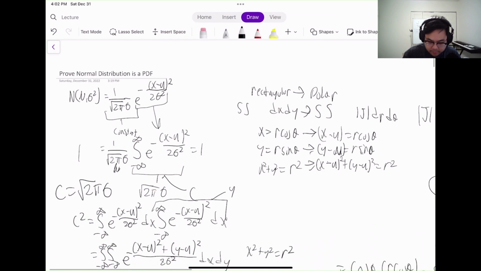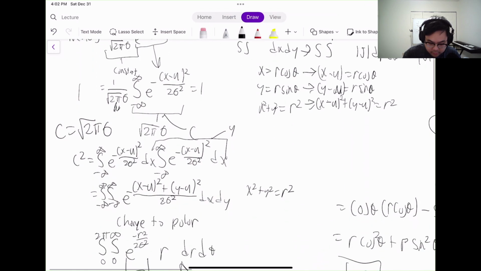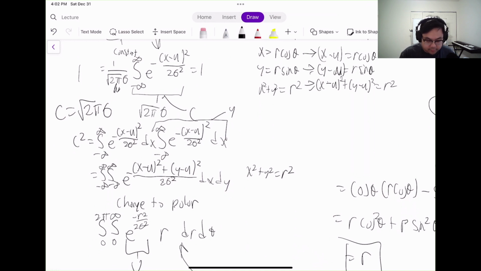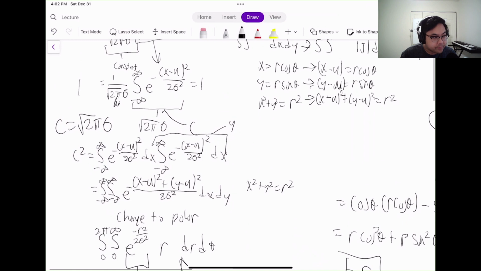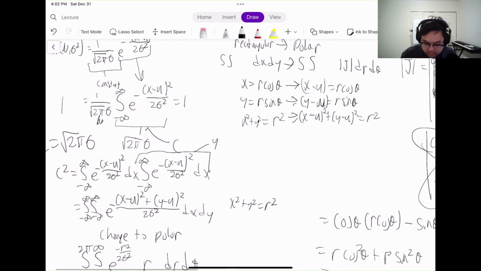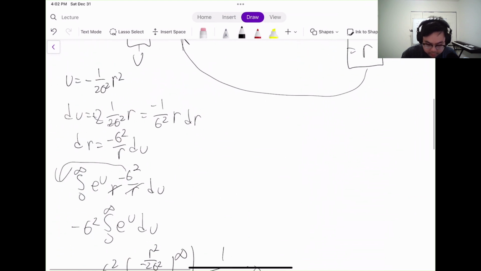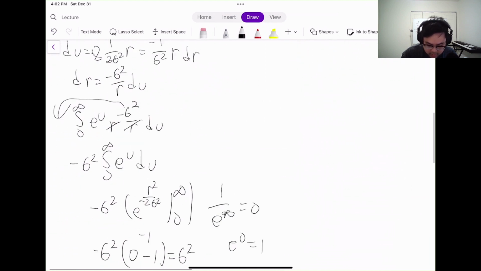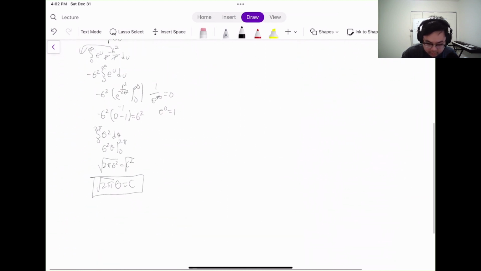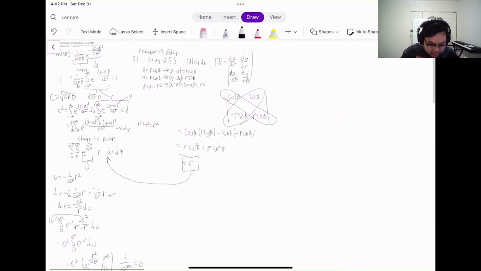We go from rectangular to polar. First, we take the trick of squaring the c part. Then we do all that, and we go from rectangular to polar, and then we integrate by u-substitution, and then voila, we got it. So, yep, that's how you prove that the area under the normal distribution PDF is 1.